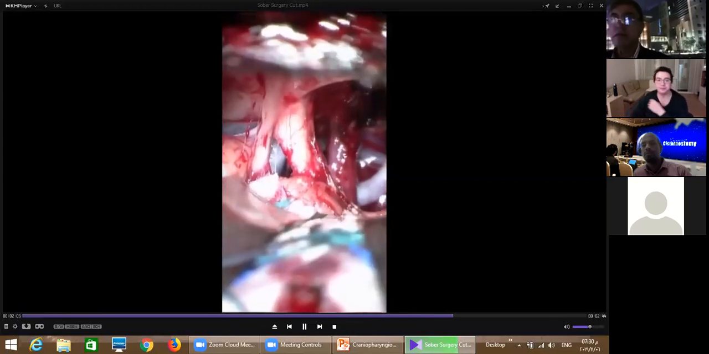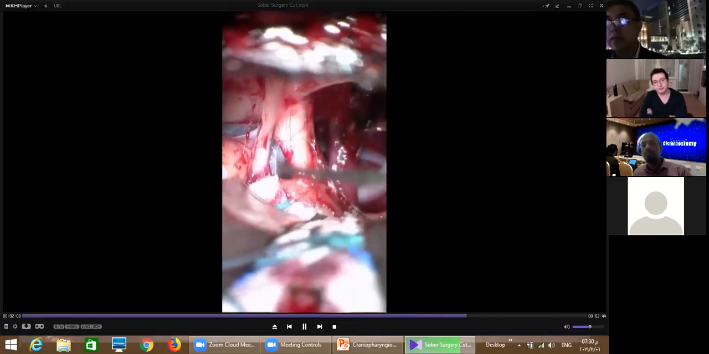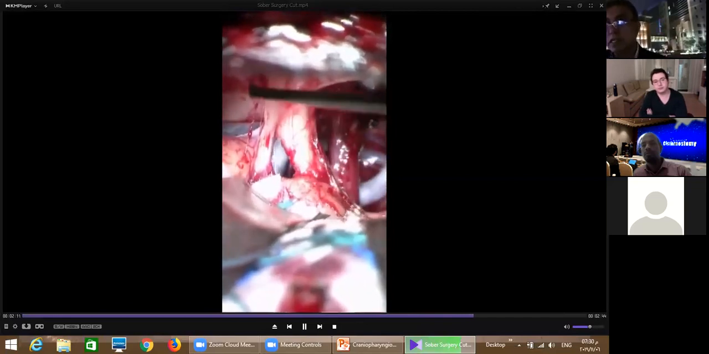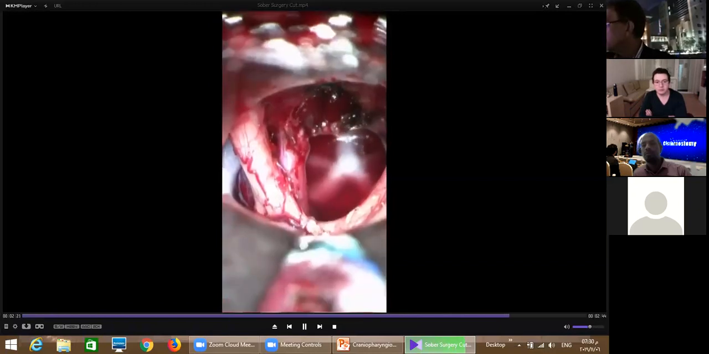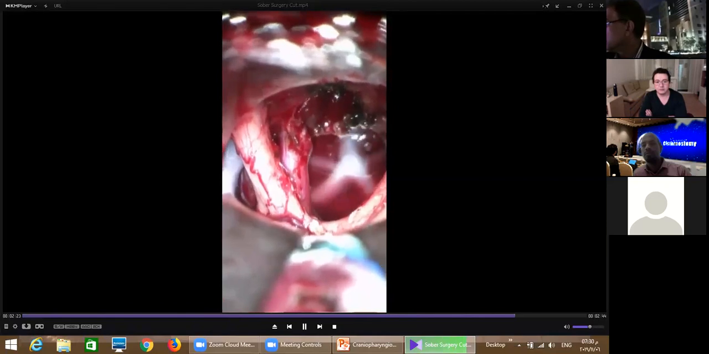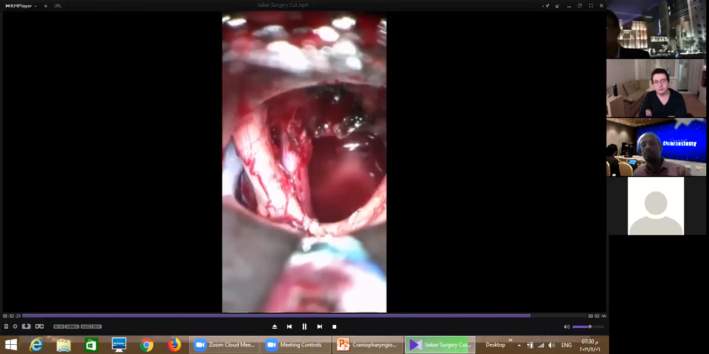Look at this view. Beautiful view. Only skull base surgeons, only craniopharyngioma surgeons can get this view. You are not. Don't try it. Don't do an Ommaya reservoir. Don't put a shunt. Don't do these crimes. It's a beautiful view. Okay, second one. Last one, actually.